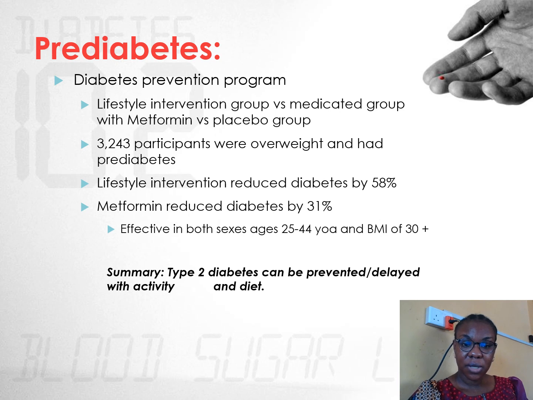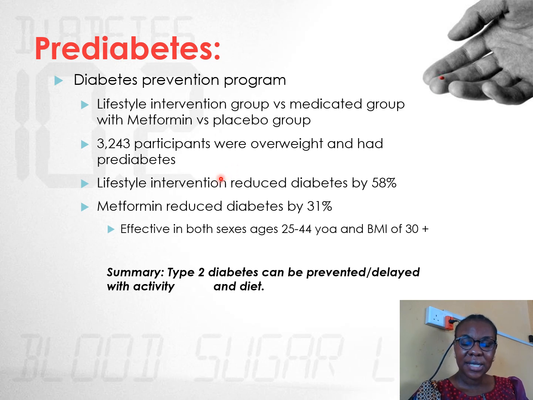So pre-diabetic was the prevention program. Lifestyle intervention, which is the lifestyle modification, versus a medicated group versus a placebo group. It was found that of these three groups that research was carried out on, 3,243 participants were found to be overweight and they had pre-diabetes.